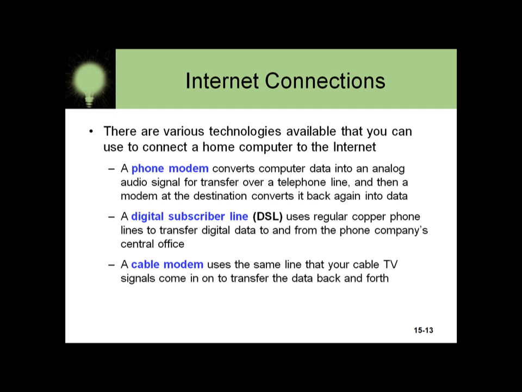A digital subscriber line, DSL, uses regular copper phone lines to transfer digital data to and from the phone company's central office. A cable modem uses the same lines that your cable TV signals come on to transfer the data back and forth.